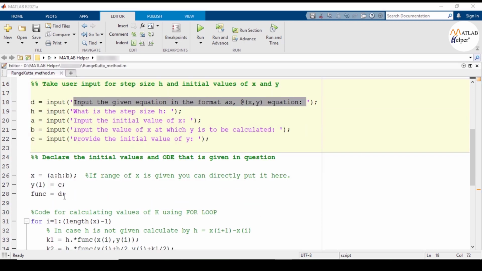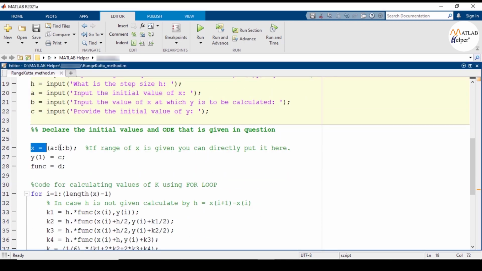In this section at line number 26, I have assigned the range of x that is given in question to the variable named x. The variable x stores the values between a and b along with a and b. The values in between a and b increase by a difference of h. To understand this command better, we will move on to the command window.